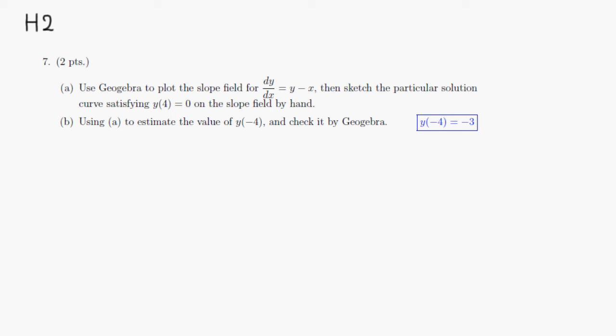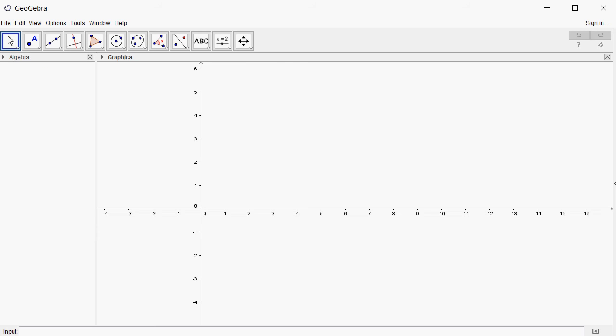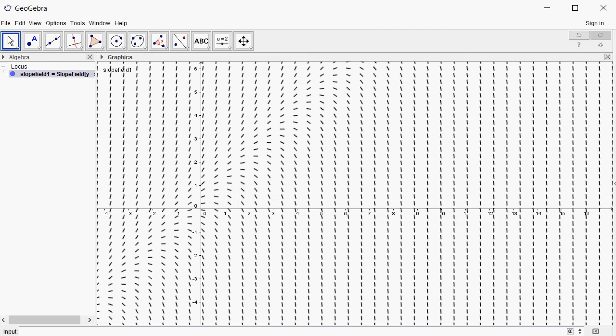Alright, let's look at homework 2, problem number 7. We're going to use GeoGebra to plot the slope field for this differential equation, dy over dx equals y minus x. So we type in slope field here, and it's y minus x. It's going to look like that.